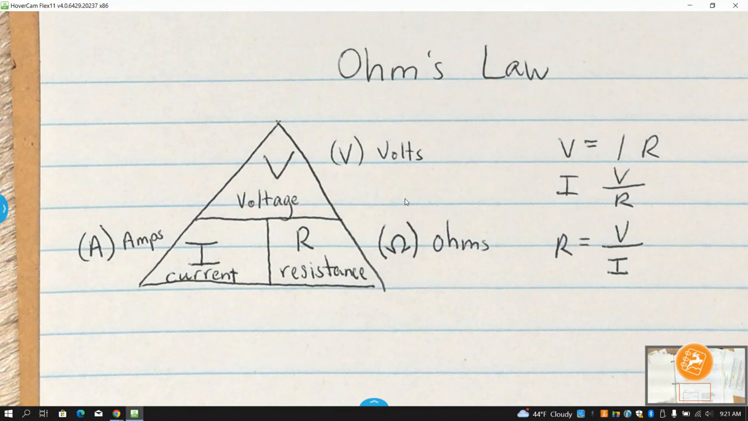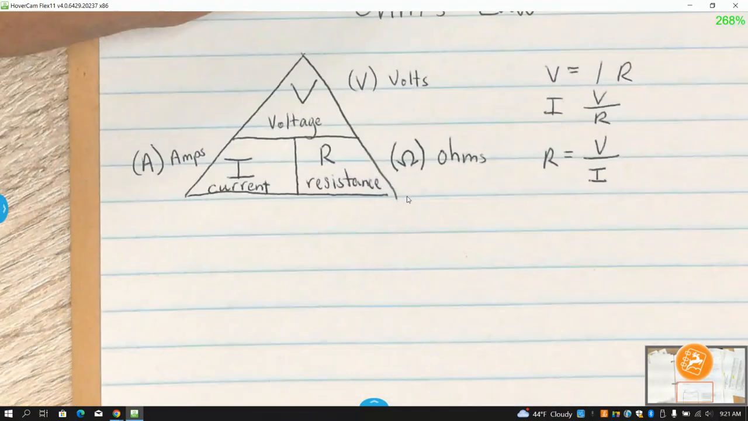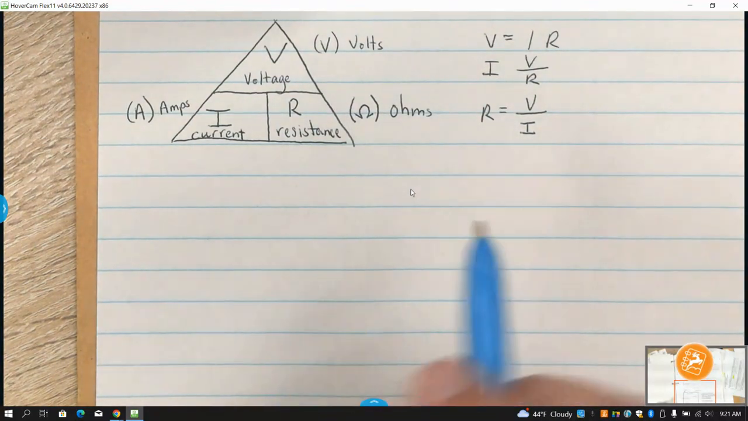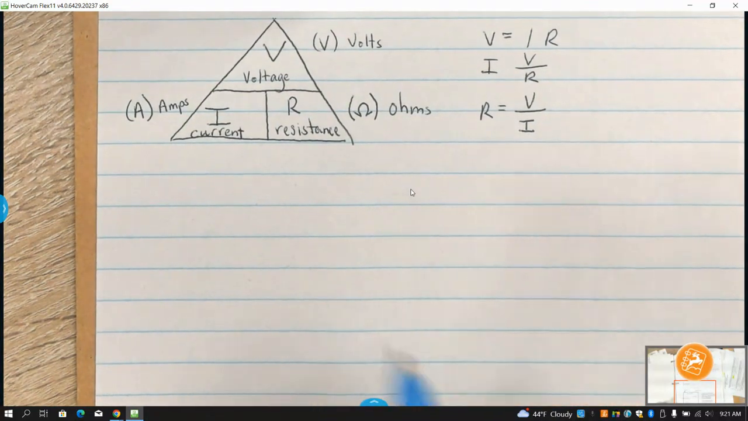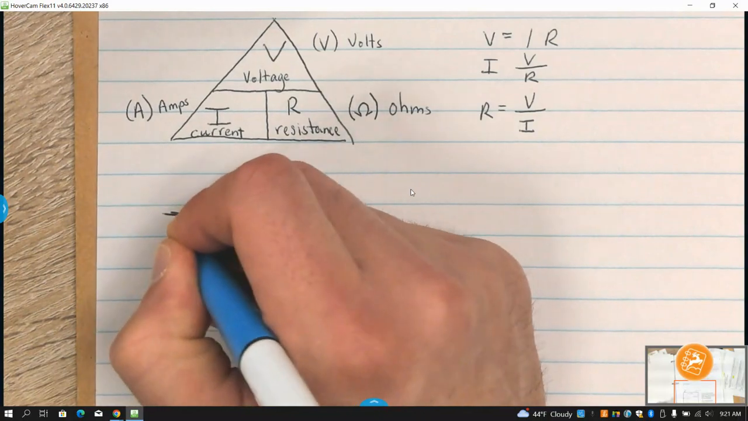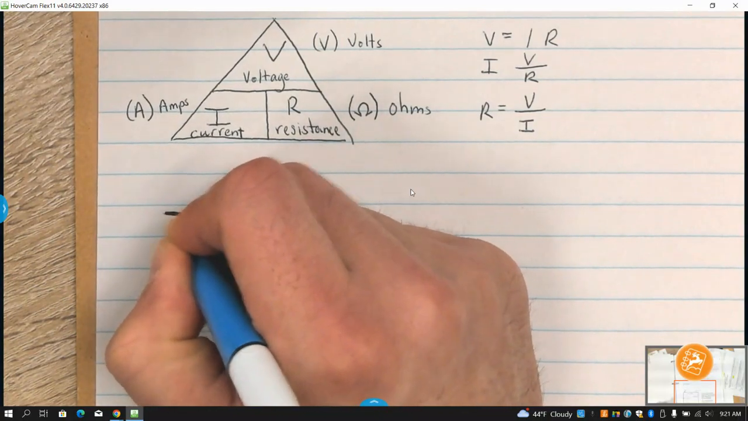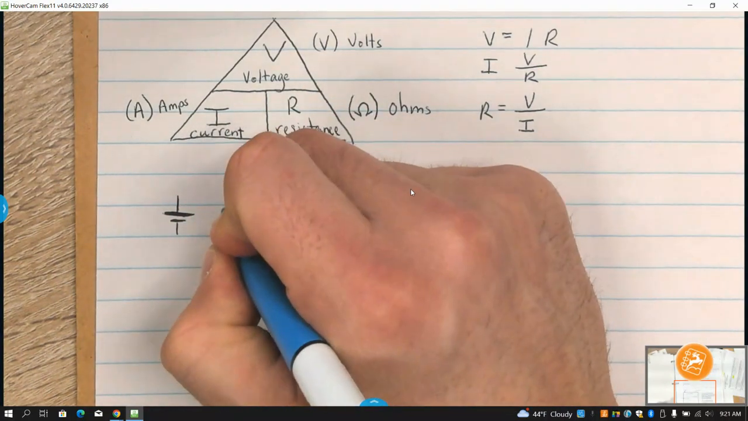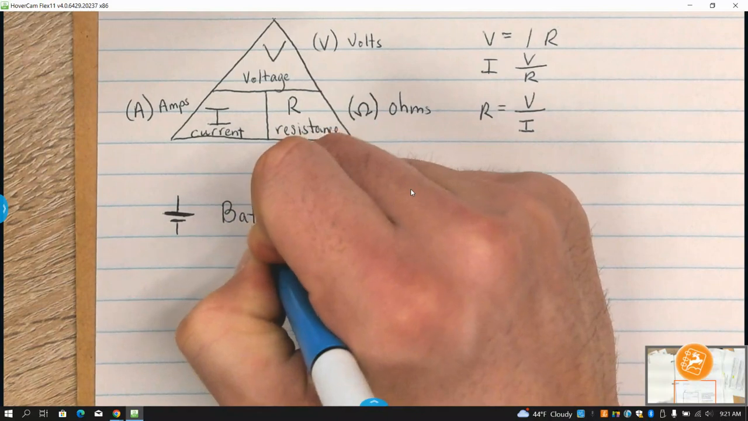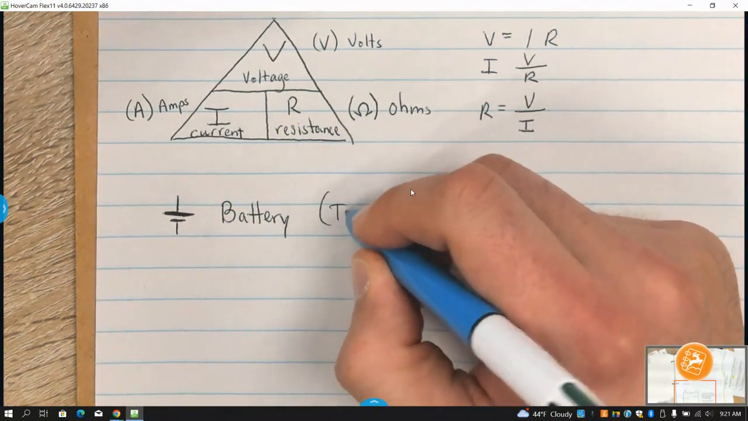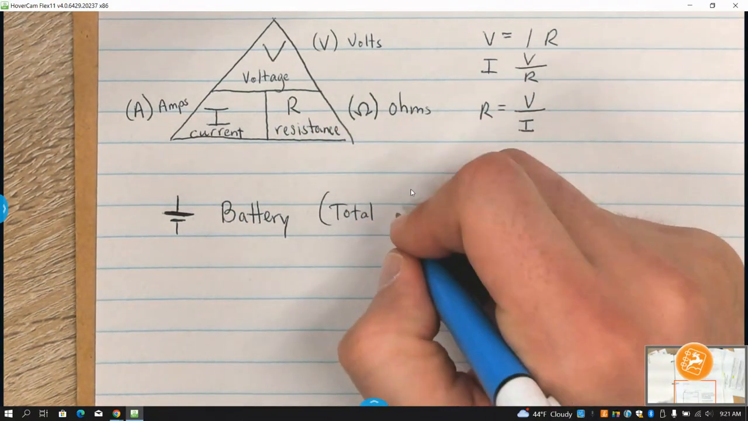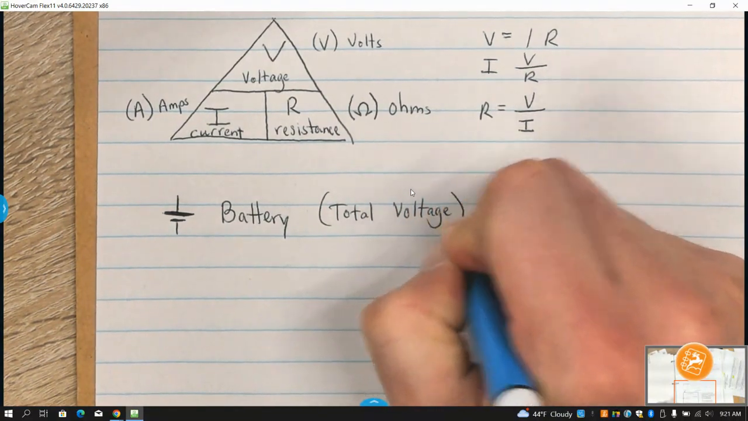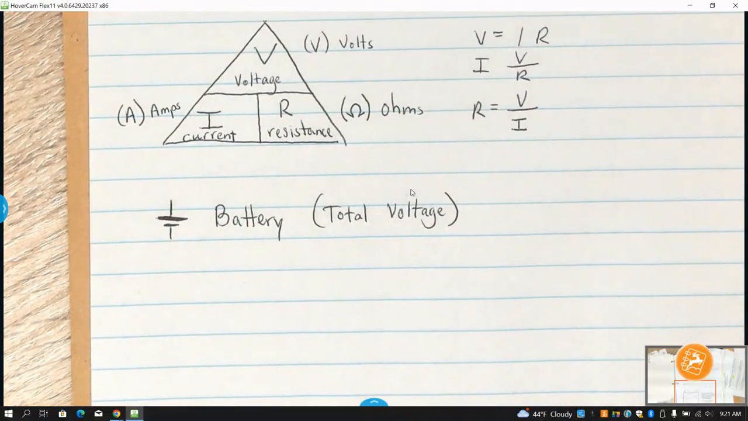So in a series circuit, we have a couple different things. So I'm going to just right now write in some of the symbols that I want you to know. Like this little symbol, you have a bigger line and a smaller line. This is a battery. And the battery, if we know what that value is, that is very important because that is the total voltage of a system.